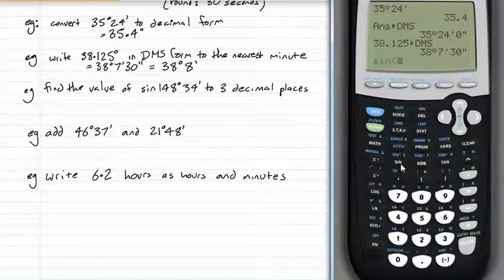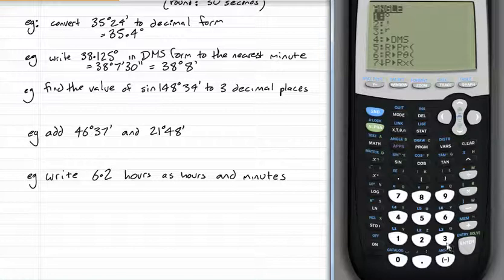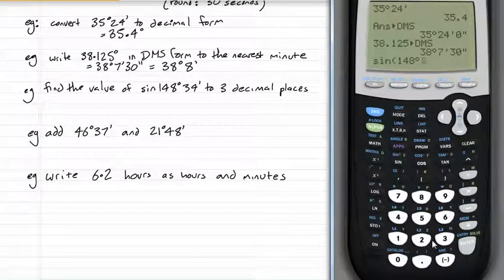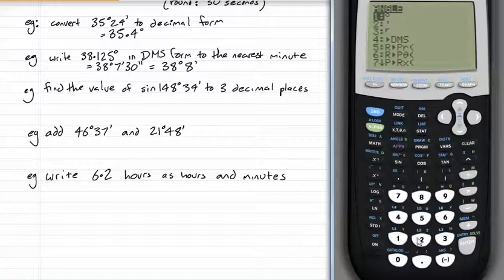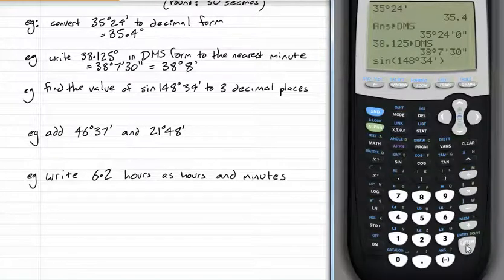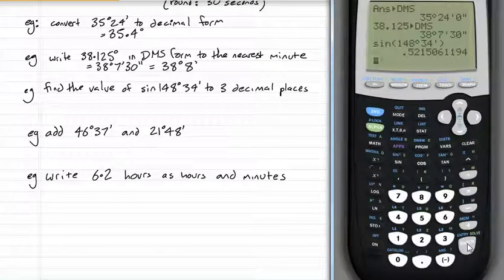We want sine 148 degrees 34 minutes. Close our bracket and enter. And we have 0.52, now it's 521, but our first digit we're cutting off is 5, so we round up 0.522. Let's show our working.